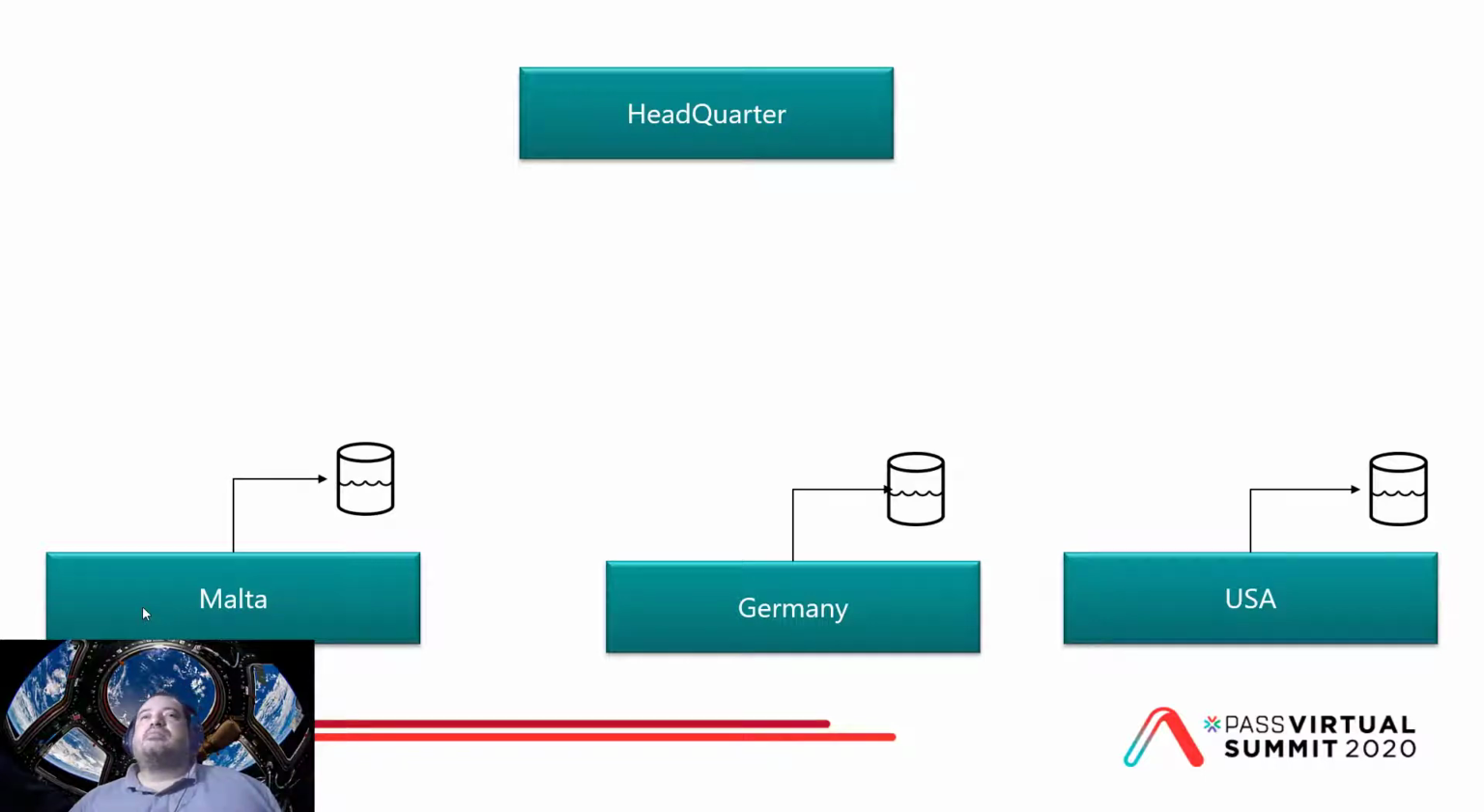But the headquarters needs information about the business. It needs the information to analyze, to make business plans, and so on. How would we do that? One first thought would be, let's make ETL and import everything to the headquarters.